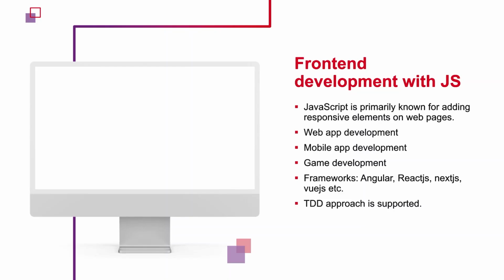Front-end development supported by JS is nowadays based on a test-driven development approach. What does this mean? It's very crucial to test your code, whatever code you are writing for your front end, so it should be testable code. Testable means you can test your functionality, whatever functionality you are writing.